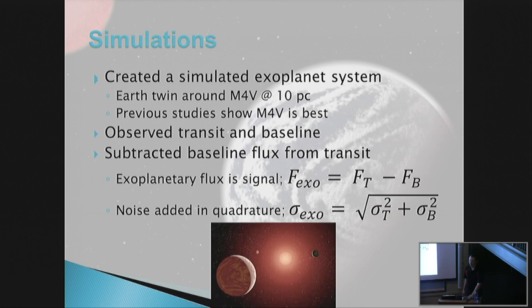So I created the simulated spectrum of an Earth twin planet around an M4V red dwarf at 10 parsecs. Previous studies show that M4V red dwarf stars are the best to limit the number of transits required to observe other biosignatures such as oxygen. So I created the simulated spectrum of the transit and a baseline outside the transit, and then subtracted the baseline flux from the transit. So we get the signal of just the exoplanetary flux, but the noise is added in quadrature instead of being subtracted out.